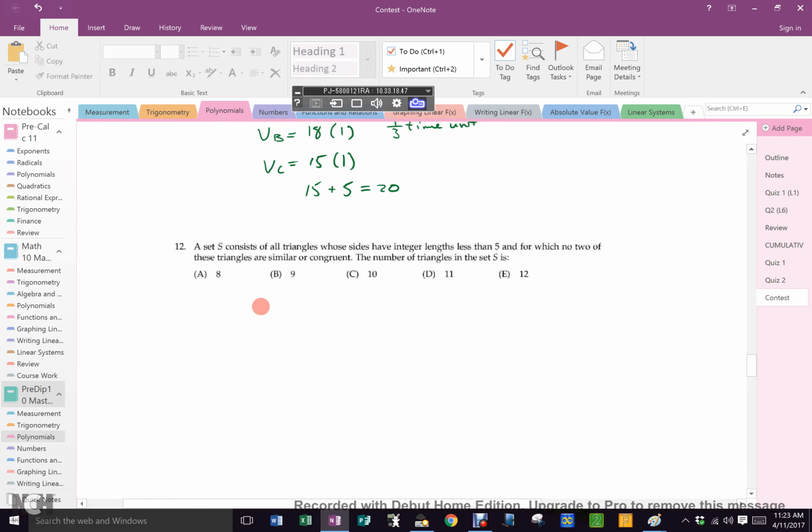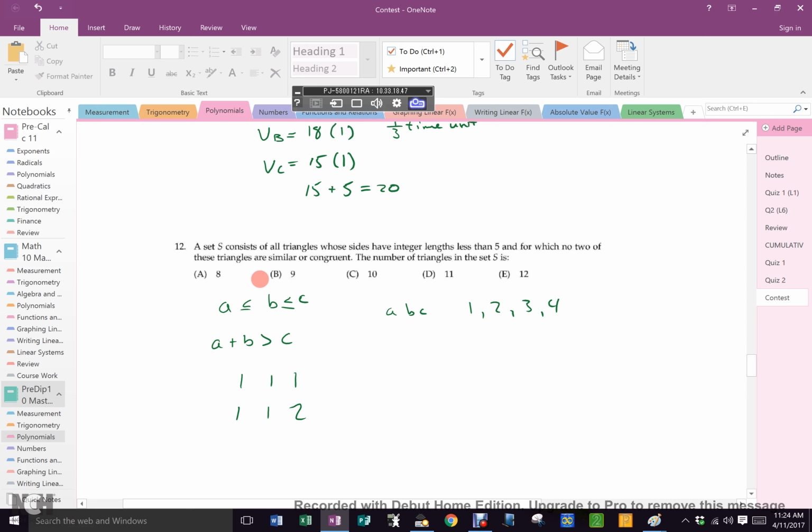And 12, honestly, guys, this is how far I got. I know there's got to be sides A, B, and C, and they've all got to be less than something. And I know that A and B together have to be greater than C or it won't work. And I know that A, B, and C can only be 1, 2, 3, or 4. So then I just started counting triangles, because 1, 1, 1 is okay. That makes a triangle and that works. 1, 1, 2, that makes a triangle and that works. And I just kept counting.